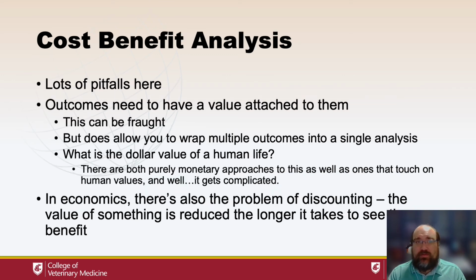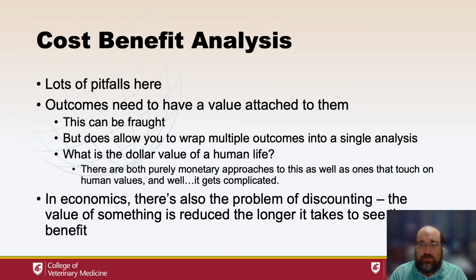For cost-benefit analysis, there's a lot of pitfalls here as well. So here what we do is we have to attach value to the outcomes, and this can be very fraught. The nice part is it does allow you to wrap multiple outcomes into a single analysis, because as long as you can sort of bundle all the costs together, you get a number. But there's a very easy example of this, which is, what is the dollar value of a human life? There are purely monetary approaches to estimating this, but there's one that touches on human value.